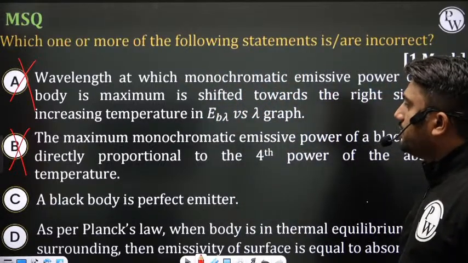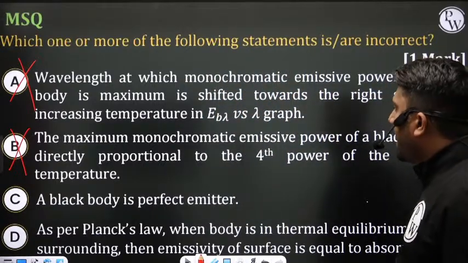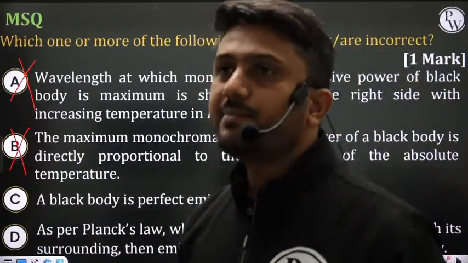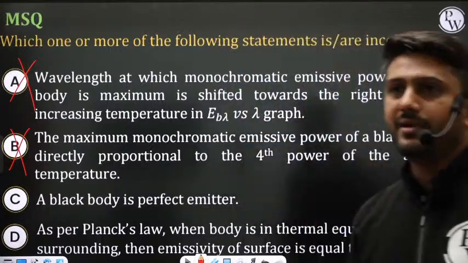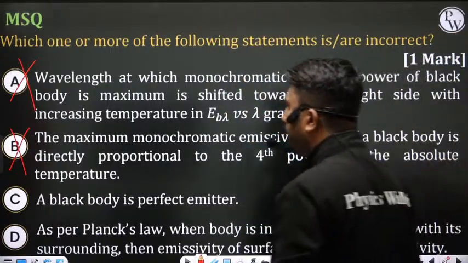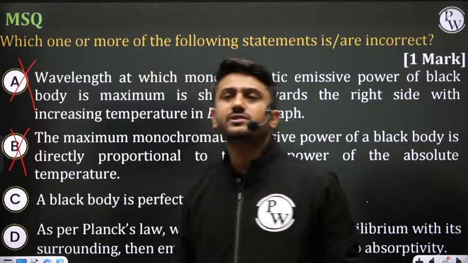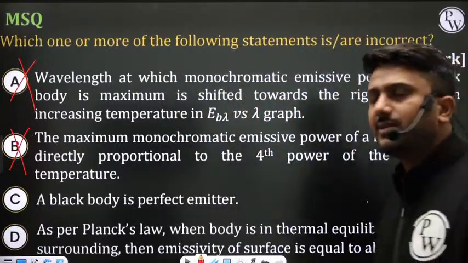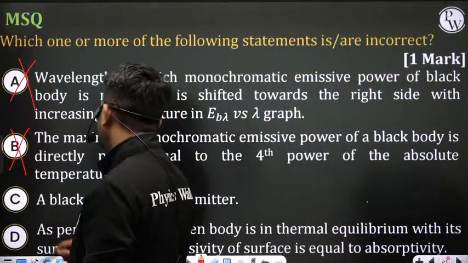Okay, now come to statement C. A black body is a perfect emitter. Yes, this is absolutely correct. A black body is a perfect absorber as well as a perfect emitter, and also a diffuse emitter. So this statement is correct.